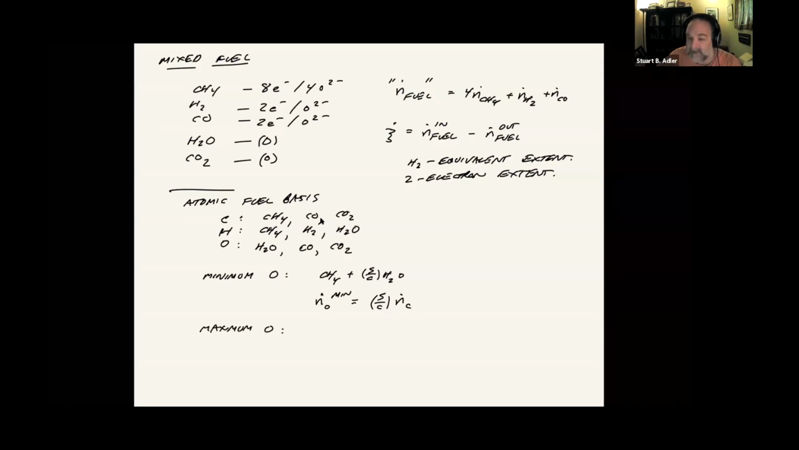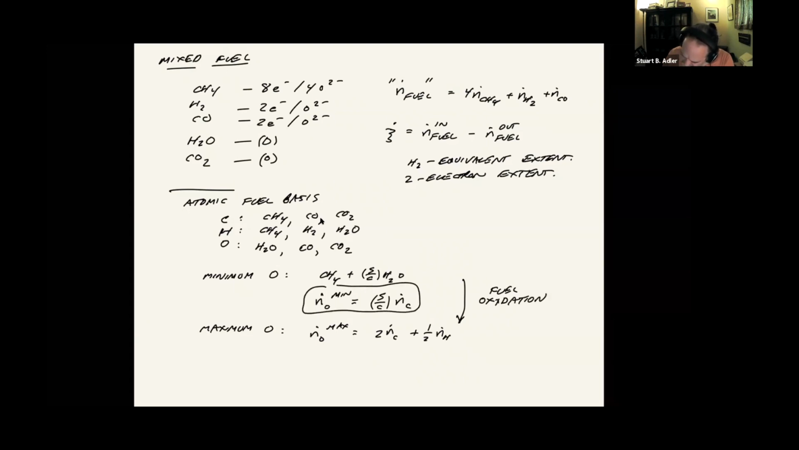If we completely oxidize the fuel, took all the methane, all the hydrogen, all the CO, converted it all to CO2 and water, for each CO2 molecule we'd have 2 oxygen atoms. For each hydrogen atom that is on a water molecule, we would have half an oxygen. So between these 2 extremes, this is our fuel oxidation process. It's taking us from this amount of oxygen to this amount of oxygen.